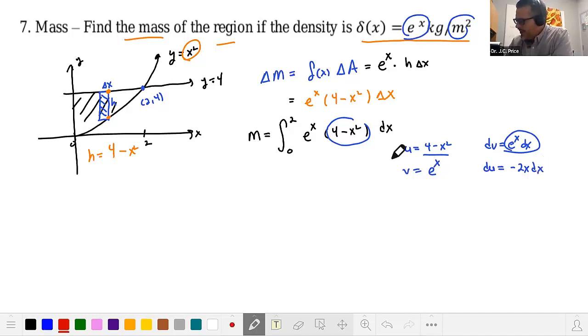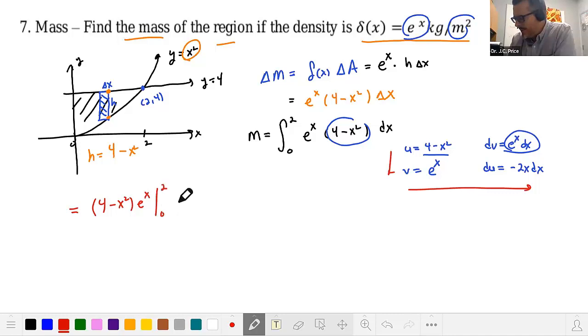And then this is going to go down and across. And so this integral is going to equal 4 minus x squared times e to the x. And don't forget, it's a definite integral, so we evaluate from 0 to 2. And then minus, and I go across here, so it's e to the x times negative 2x. So it's going to be plus the integral from 0 to 2 of 2x e to the x dx. That minus got taken care of by this minus sign right here. So minus minus gave it a plus there.